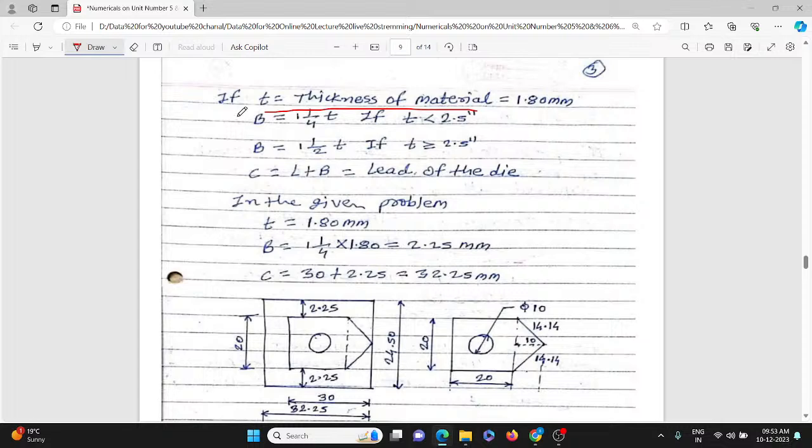So accordingly, from the thickness we can calculate B by using this standard formula, for when the thickness is less than 2.5, or when the thickness is greater than or equal to 2.5. Then, when we have calculated B, we can calculate the C distance, that is L plus B, the lead of the die.